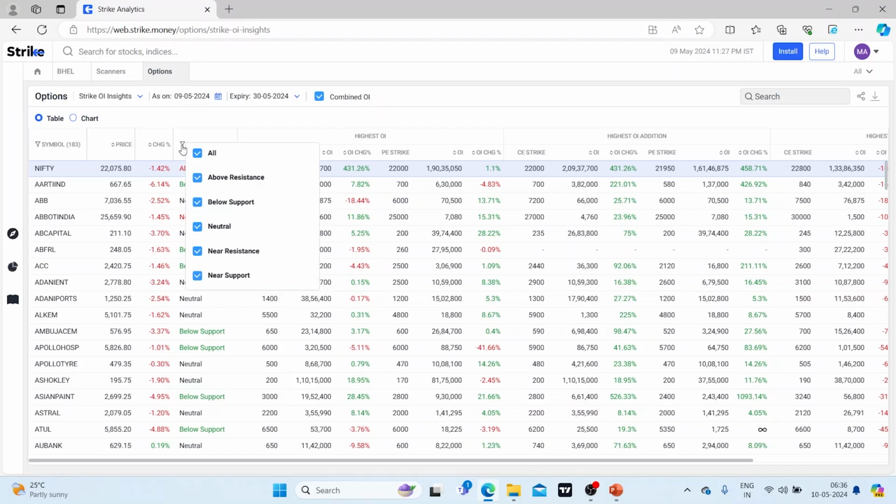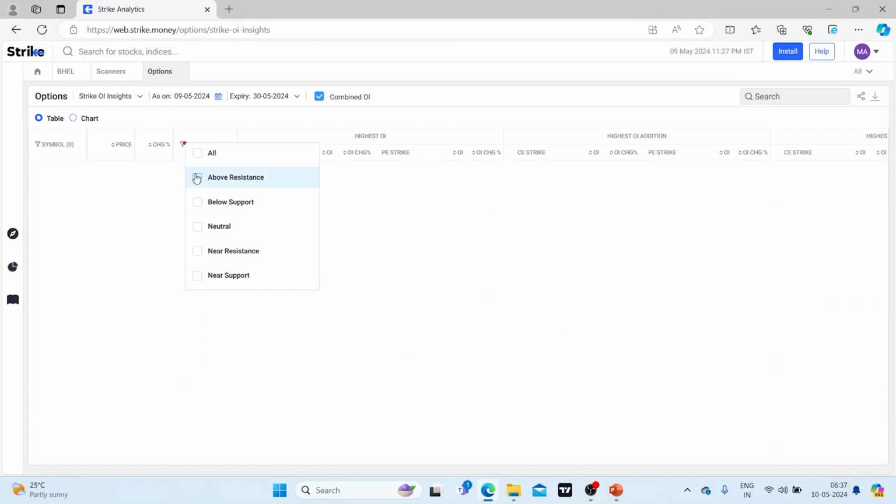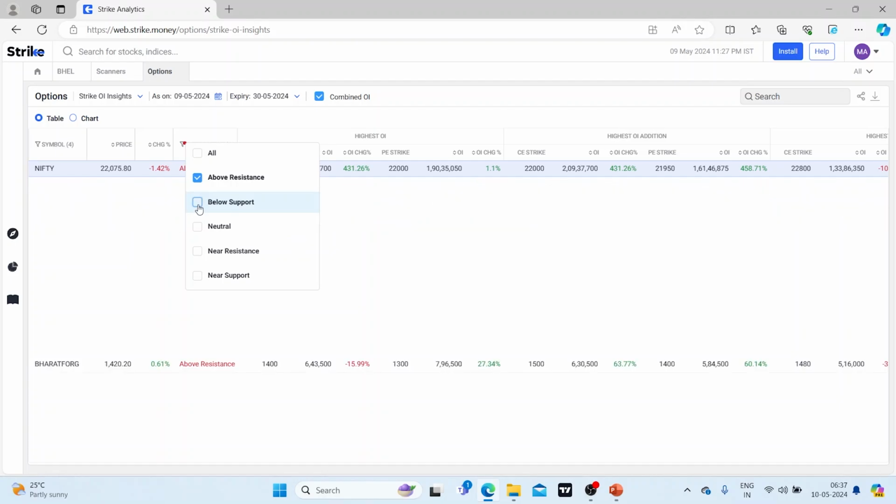Once this boundary is broken, or let's say when the call open interest starts reducing, the identification comes to above resistance, and in the other case when the put open interest starts reducing, the identification comes as below support. So in this screen, we will be using only above resistance and below support.